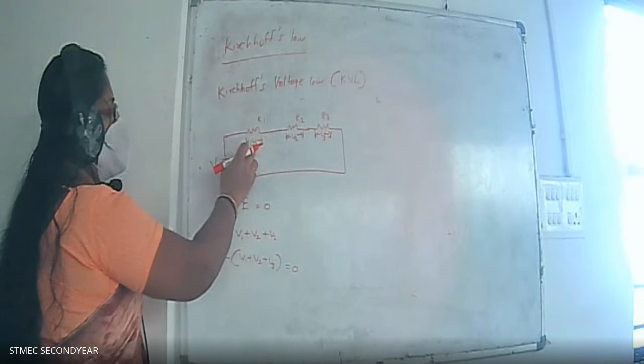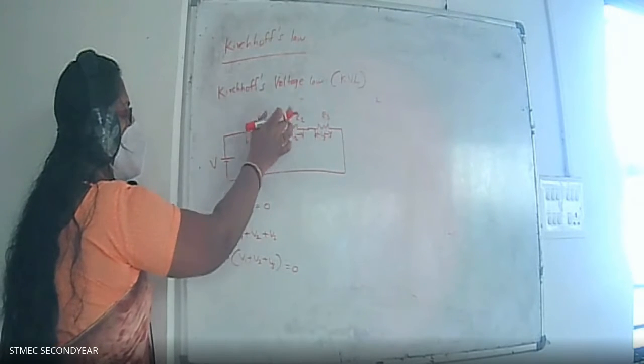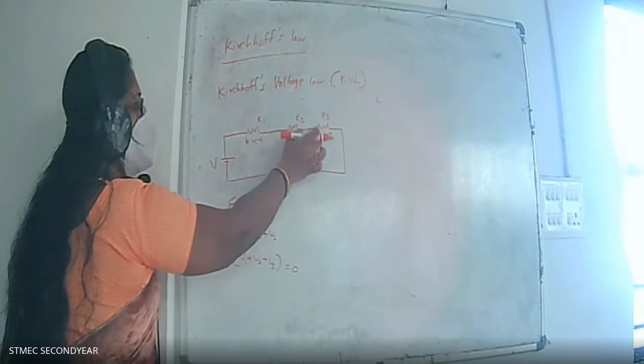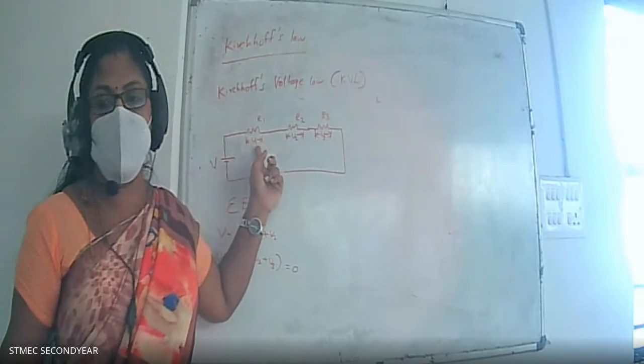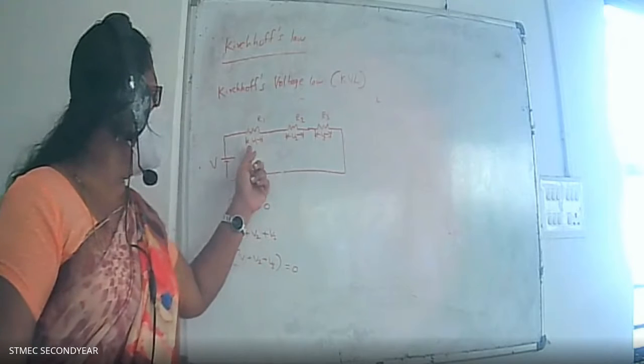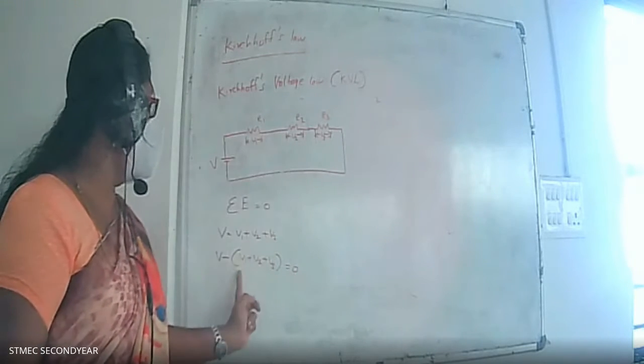See here, what is V1? V1 will be equal to I1 into R1. What is V2? V2 will be equal to I2 into R2. What is V3? I3 into R3. So by Ohm's law, we can calculate each of these, V1, V2 and V3. Then we can simply apply KVL.